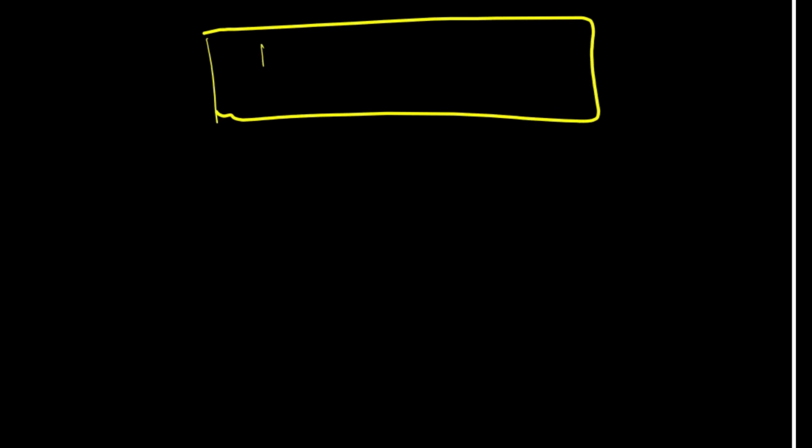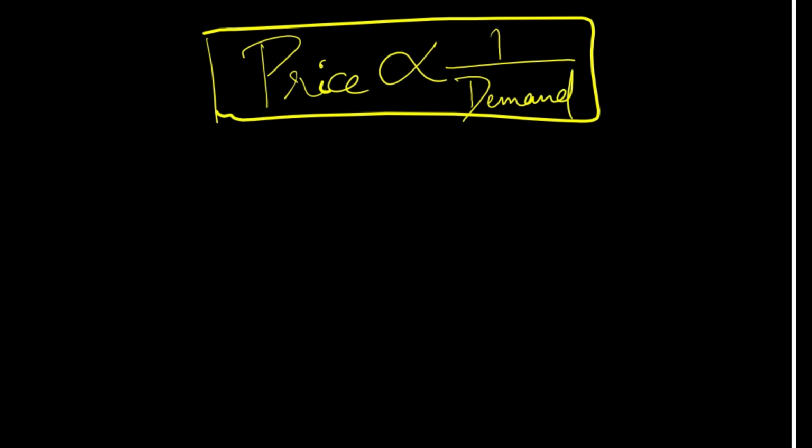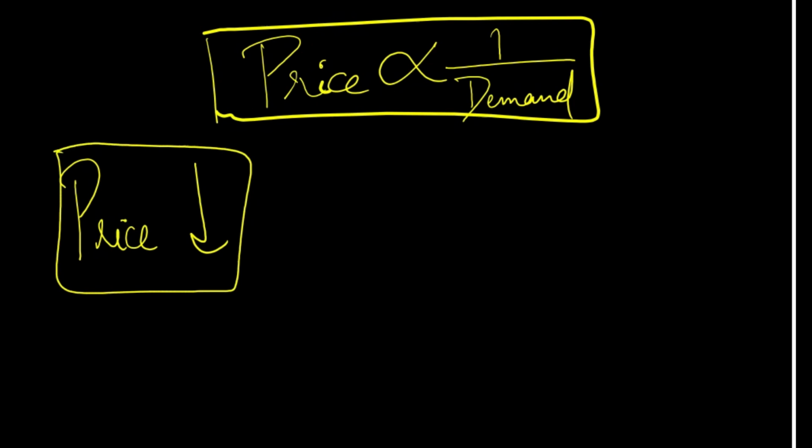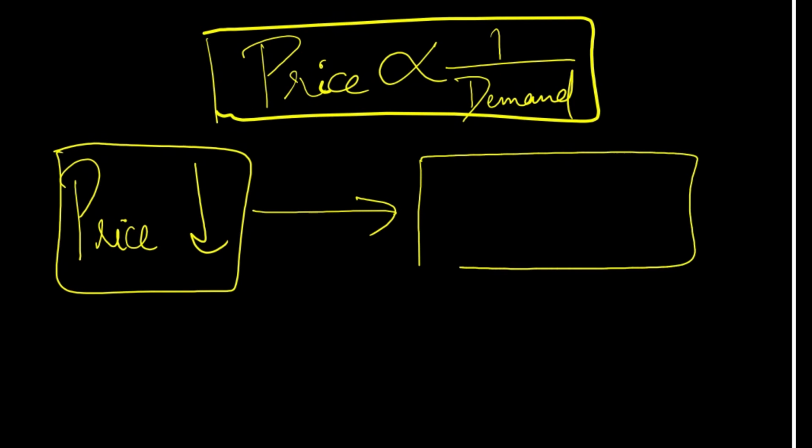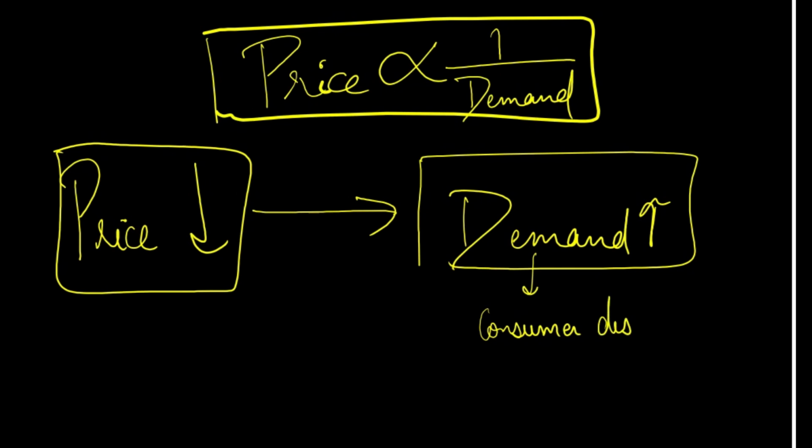So we will start with the most basic equation, that is, price is inversely proportional to demand. It means if the price of a commodity decreases, it will result in an increase in demand. What is demand? Consumer desires to buy a product.